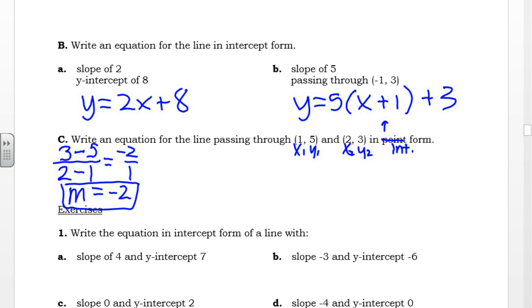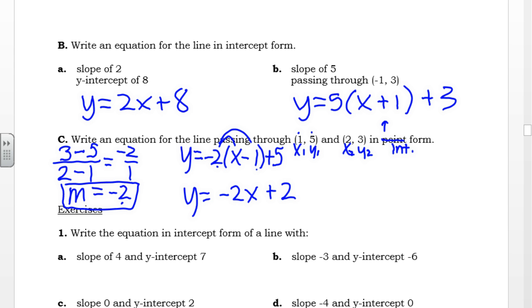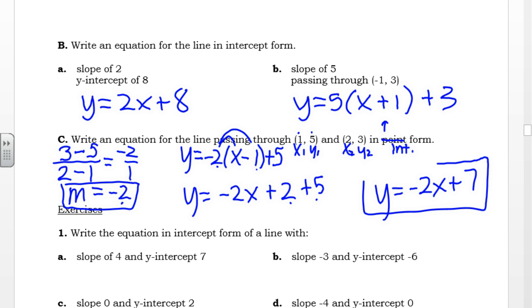I'm going to sub that into the point slope format. y equals m times x minus x1 plus y1. I got my m here, my x1, and my y1. And then I'm going to use the distributive property. We're going to distribute the slope. So y equals negative 2x minus 2 minus 1 will be a positive 2. Negative 2 times negative 1. And then we're going to combine like terms. So my final answer is negative 2x plus 7.